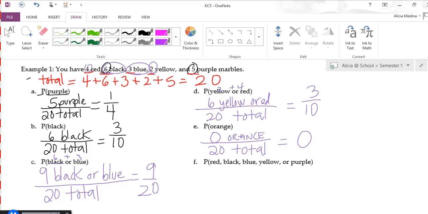What's the probability of getting a red or a black or a blue or a yellow or a purple? Well, how many reds did I have? 4. Black was 6. Blue was 3. Yellow was 2. And 5 was purple. If I add those all up, I would get 20 over red, black, blue, yellow, or purple. Save myself the time of writing those out, over the 20 total. So 20 over 20 is going to equal 1. So what is the chance of you selecting one of these? Well, it's pretty much 100%. You will definitely get one of those colors because it included all those colors.